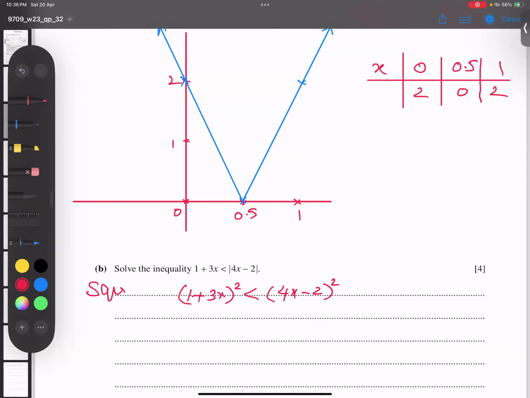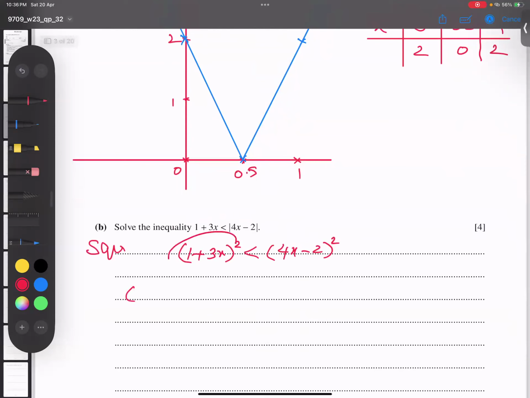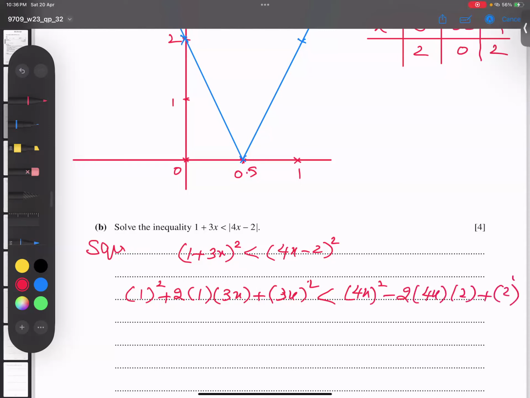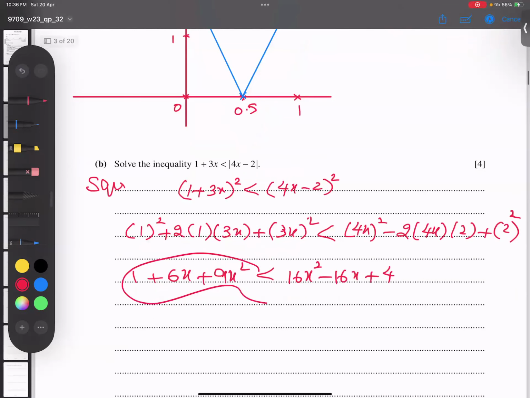Done. After this, I will apply the squaring identity: first term square plus 2 into first term into second term plus second term square. Same story here: 4x to power 2, minus 2 into first term into second term, plus second term square. I get 1 plus 6x plus 9x to power 2, and 16x to power 2 minus 16x plus 4. I bring all values to the right-hand side.